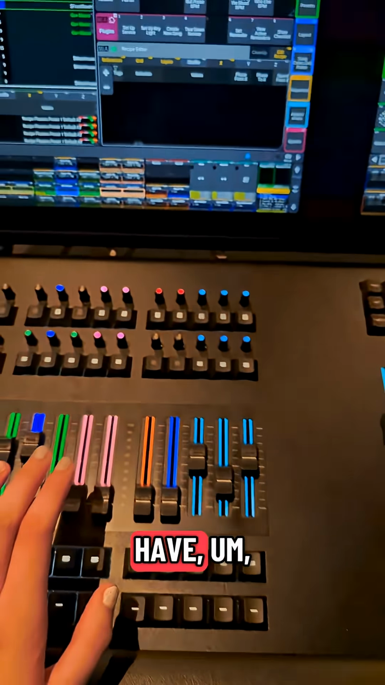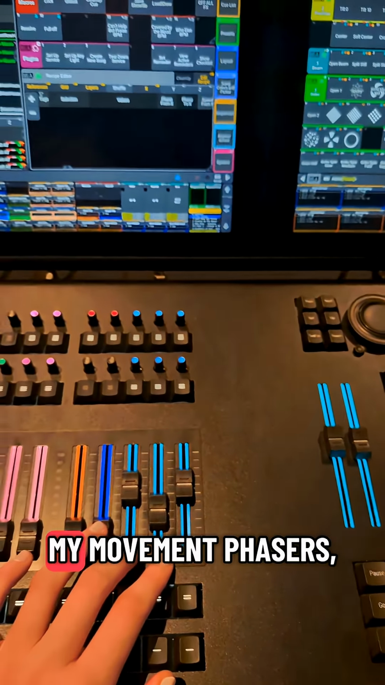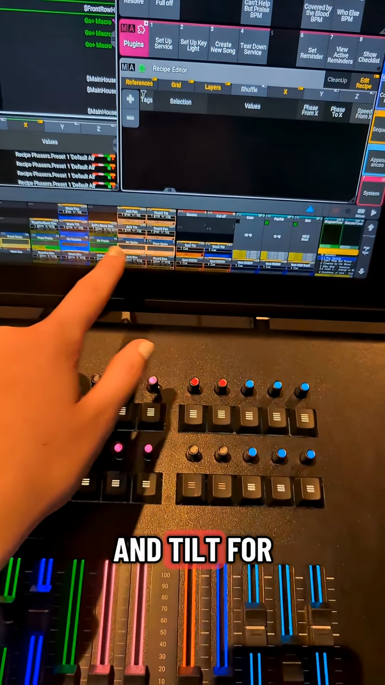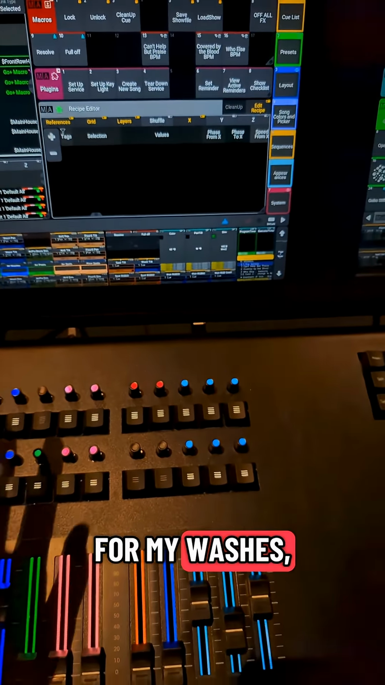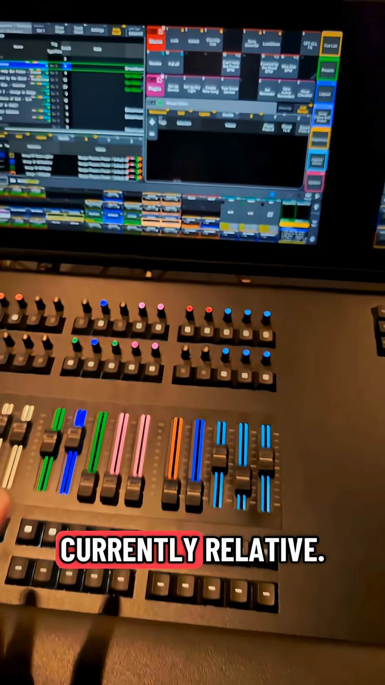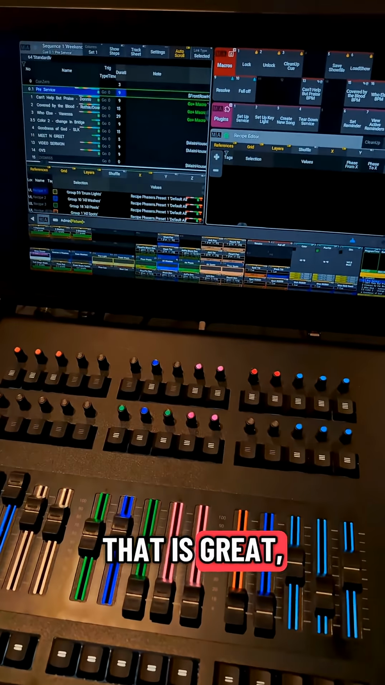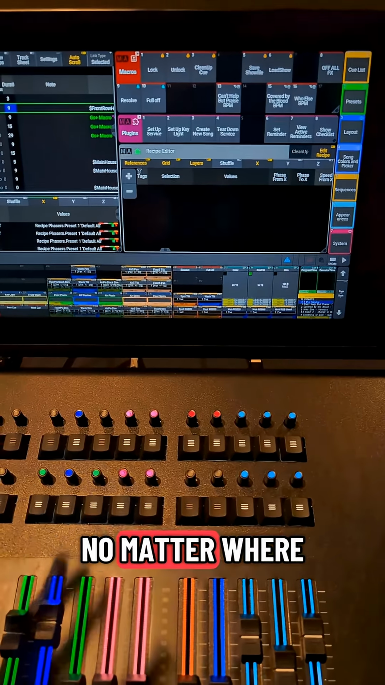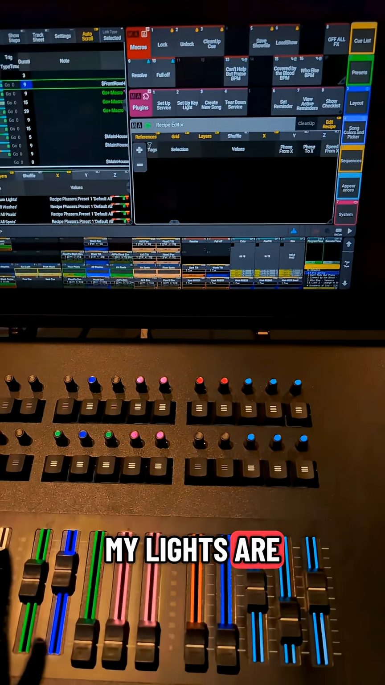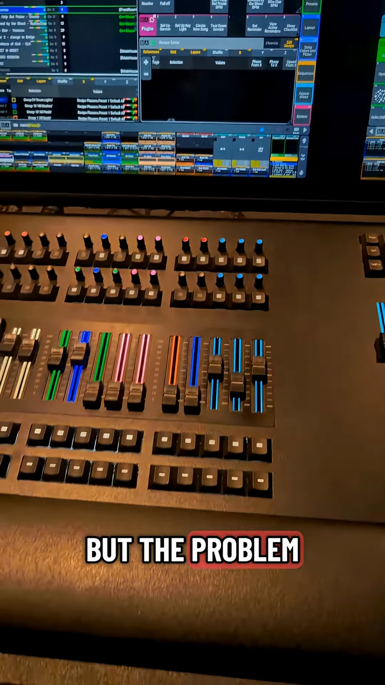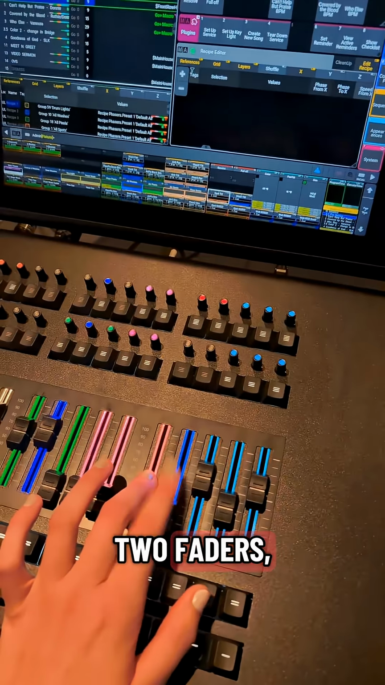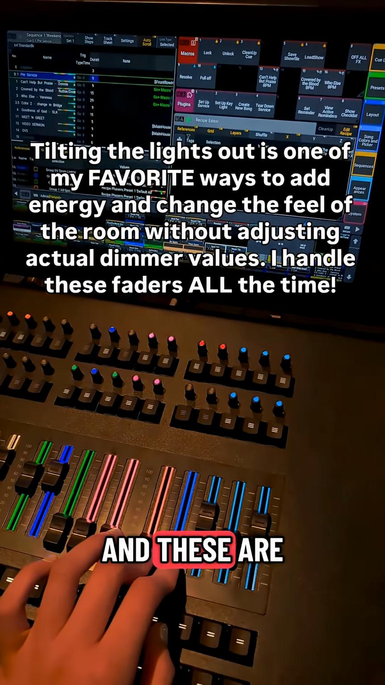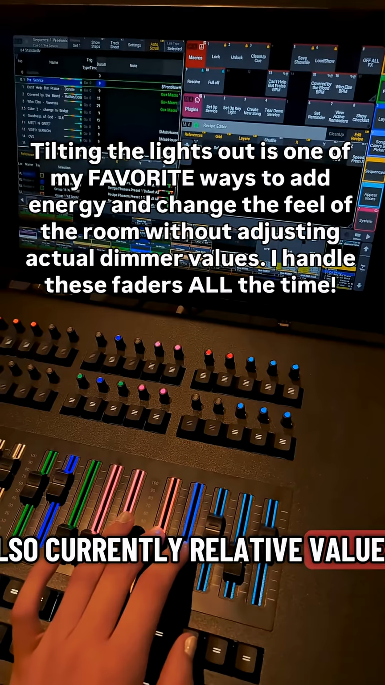I don't store any relative values into my cues. But then I have my movement phasers, which are here. I have pan and tilt for my spots and for my washes, and those are currently relative. That is great because they're basically doing the same kind of thing no matter where my lights are positioned to start with. But the problem I have is I also have these two faders, my spot and wash tilt, which I use to tilt them out, and these are also currently relative values.